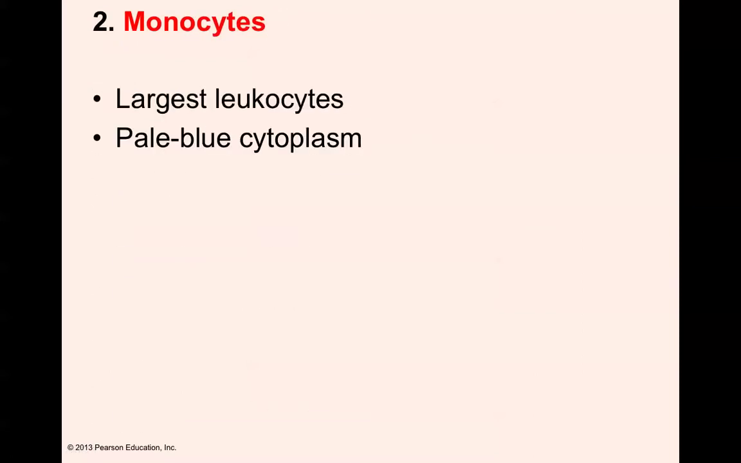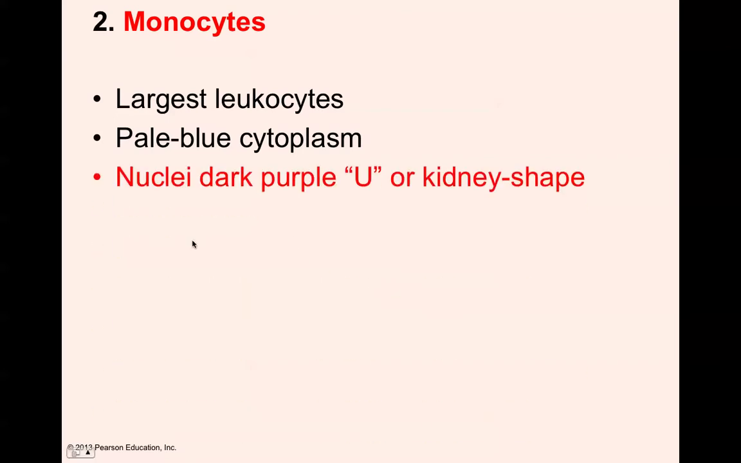Monocytes are the largest leukocytes. They have a pale blue cytoplasm, and the nucleus is a dark purple U or kidney shape, or Pac-Man. Probably not many of you are old enough to remember Pac-Man, but that's what it reminds me of, and you'll see it in the picture.